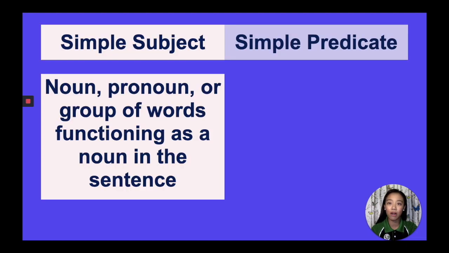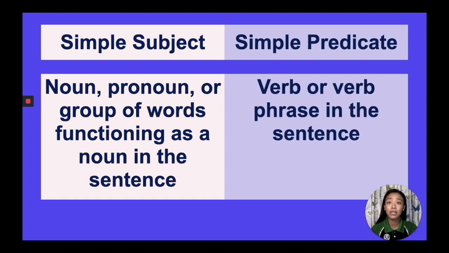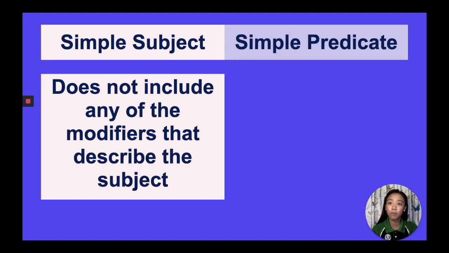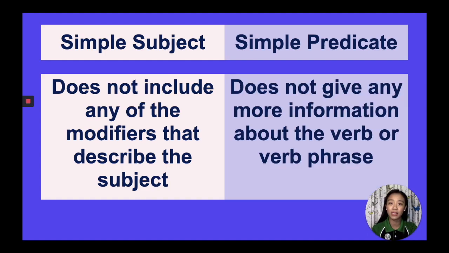Since we now know how to identify the complete subject and complete predicate, it is now time for us to learn how to identify the simple subject and simple predicate. A simple subject is the noun, pronoun, or group of words functioning as a noun in the sentence, whereas a simple predicate is the verb or verb phrase in the sentence. Remember that a simple subject is different from a complete subject, as a simple subject does not include any of the modifiers that describe the subject. This is the same with the simple predicate. A simple predicate does not give any information about the verb or verb phrase.